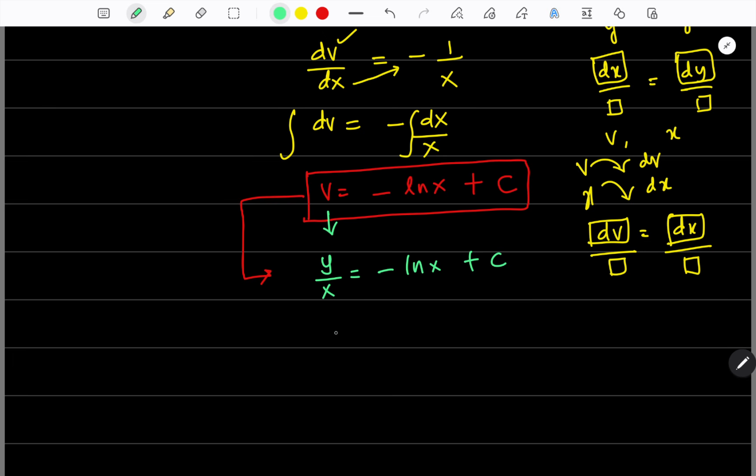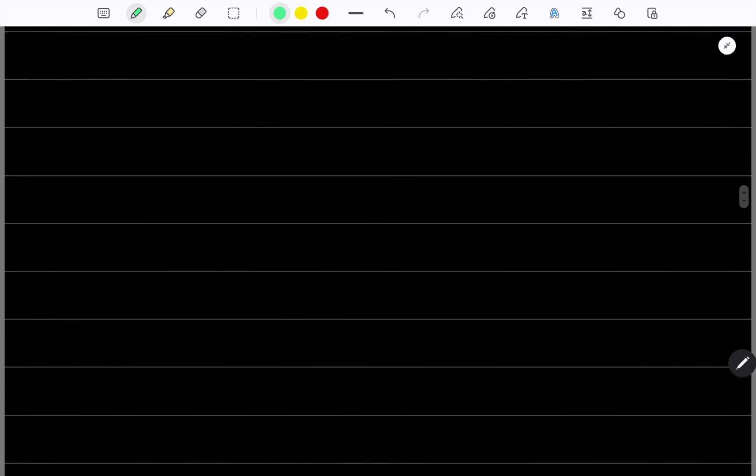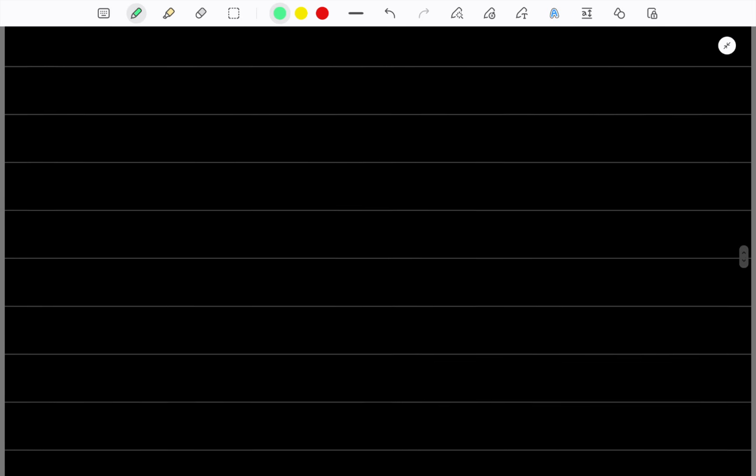So let me try to give the answer. Y equals, you cross multiply. When I cross multiply, it means you're going to multiply here and multiply here. So it is y equals minus x ln x plus cx. Clear everybody? So this is going to be your solution for this differential equation using the substitution method. Let's go to the next question.